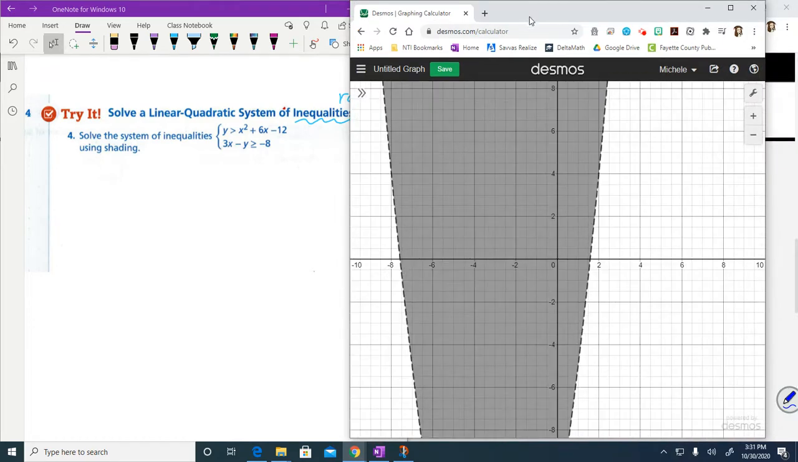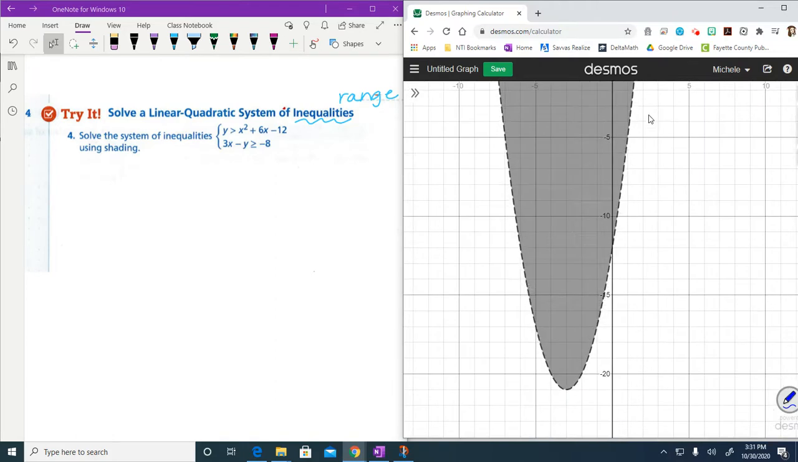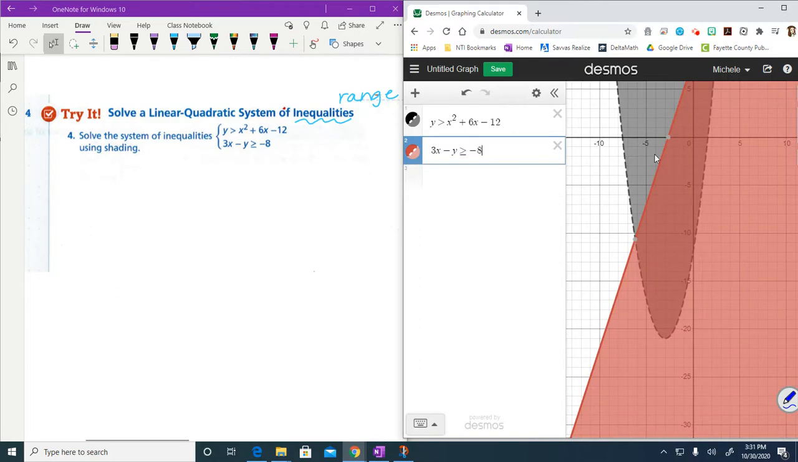Let me reset it, and zoom out a little bit so I can see the parabola a little better. Then let me graph the function 3x minus y is greater than or equal to negative 8. Notice when I say greater than or equal to, you get a solid line because we want to include the points on the line.